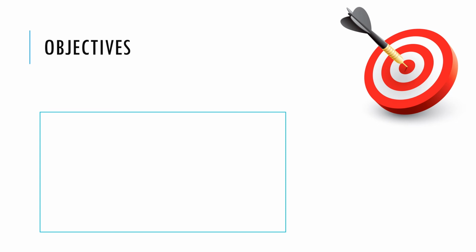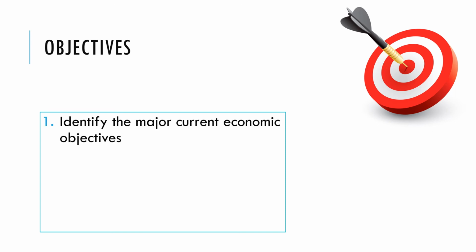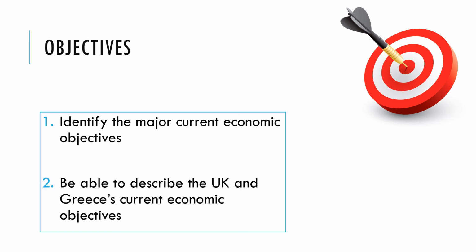So in this video, we've looked at the major current economic objectives, the 7 that governments are likely to have, prioritizing the top 4. And then we've looked in a little bit more detail at the UK and Greek governments' particular objectives and the ones that they feel are important.